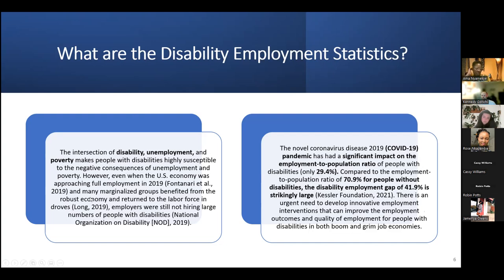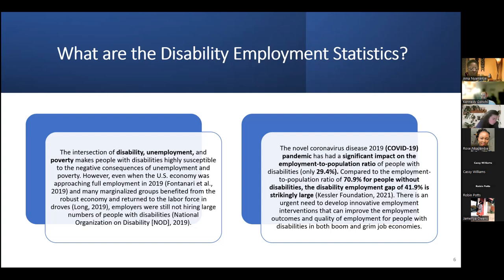Now, what are the statistics in terms of disability and employment? What is the stat saying? In order to make up the statistics, we're looking at a combination or intersection of disability, unemployment, and poverty. That makes people with disabilities highly susceptible to negative consequences of unemployment and poverty. Now, I want to skip over to the next component here.